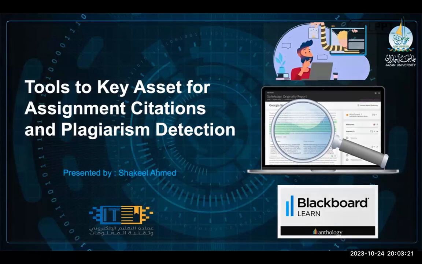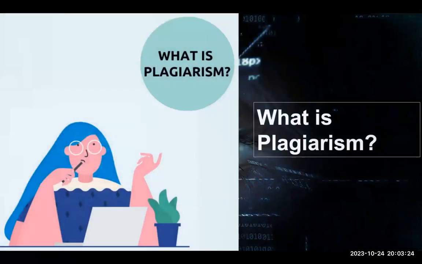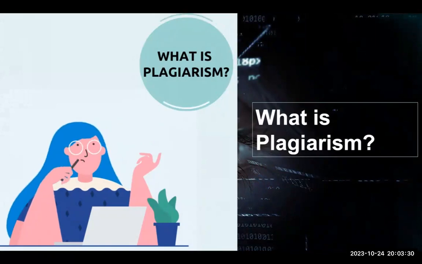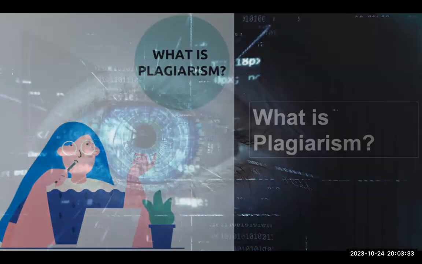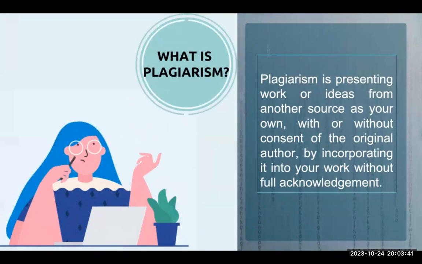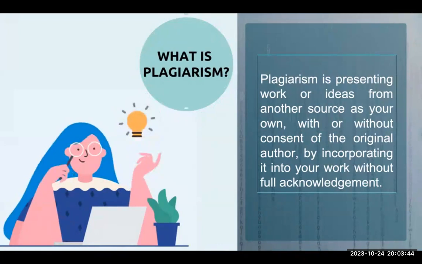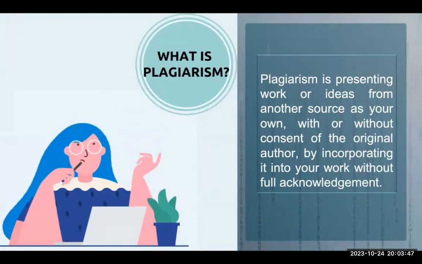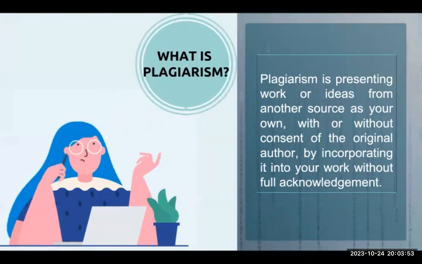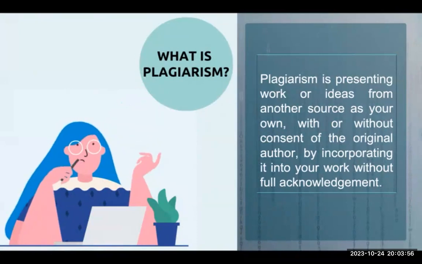So it is really important to understand first what plagiarism basically is, because without understanding, we can't avoid plagiarism. So here we're going to have a look at what plagiarism is. Plagiarism is presenting work or ideas from another source as your own, with or without the consent of the original author, by incorporating them into your own work without full acknowledgement. Plagiarism can take many forms, and it can include copying someone else's work word for word without quotation marks or attributions.